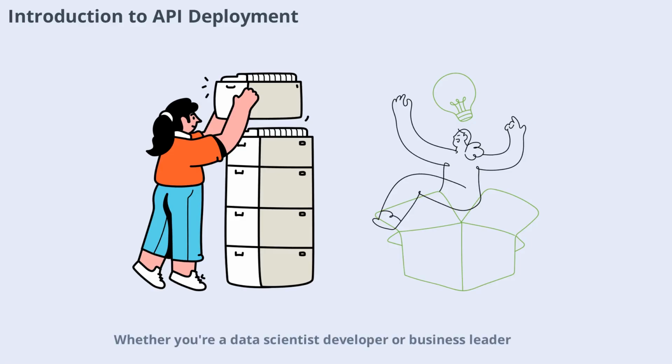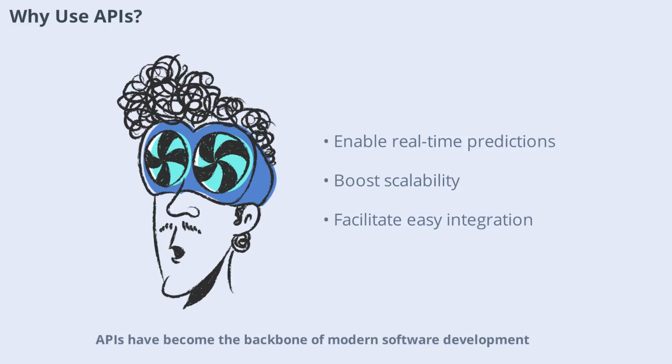Whether you're a data scientist, developer, or business leader, understanding this workflow is essential for maximizing the impact of your data-driven insights. APIs have become the backbone of modern software development, especially in data science. They allow different systems to communicate efficiently, making it possible to deploy machine learning models and access their predictions from anywhere. By exposing your data science models through APIs, you enable other applications, websites, or even mobile devices to leverage your insights in real time. This not only increases the reach of your solutions, but also ensures scalability and flexibility. In this scene, we'll discuss the core reasons why APIs are the preferred method for deploying data science solutions.